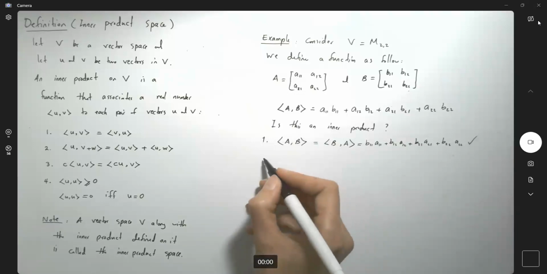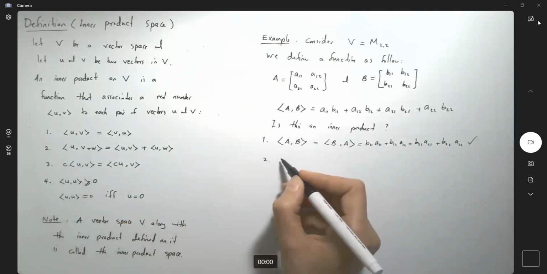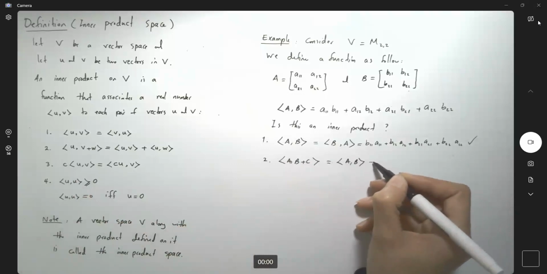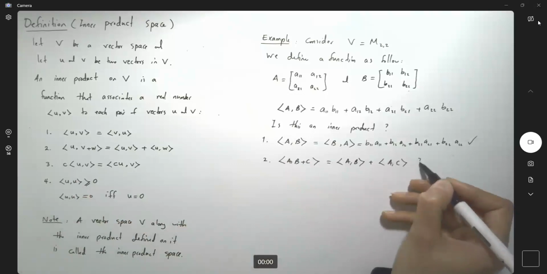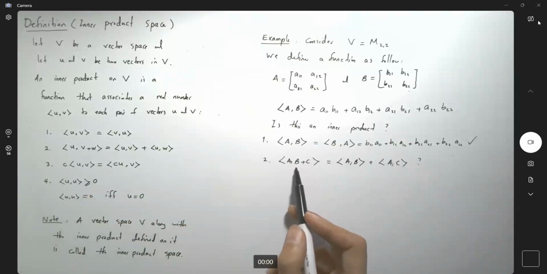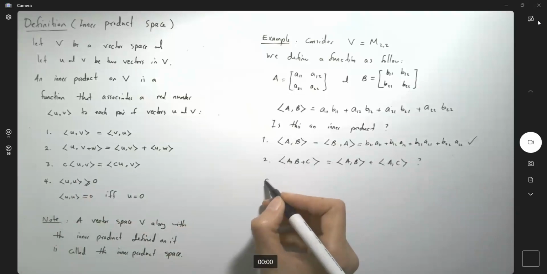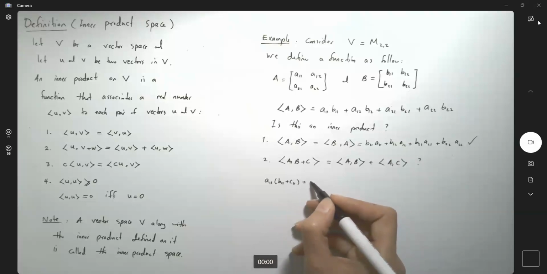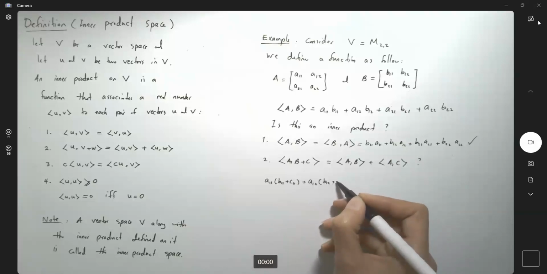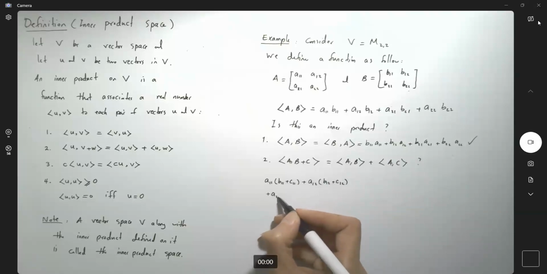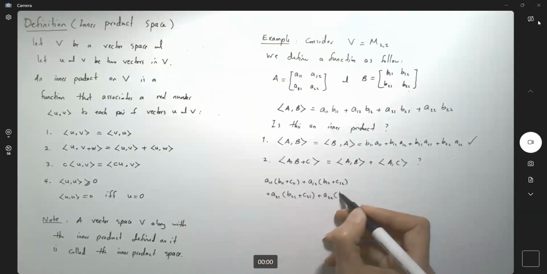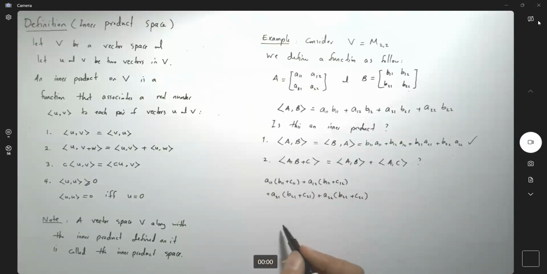Number 2 says, if I have A and B plus C, is this equal to the inner product of A and B plus the inner product of A and C? Well, the left-hand side says I have A11 multiplied by B11 plus C11, plus A12 multiplied by B12 plus C12, plus A21 multiplied by B21 plus C21, and finally A22 multiplied by B22 plus C22. You can write this in expanded form as well.